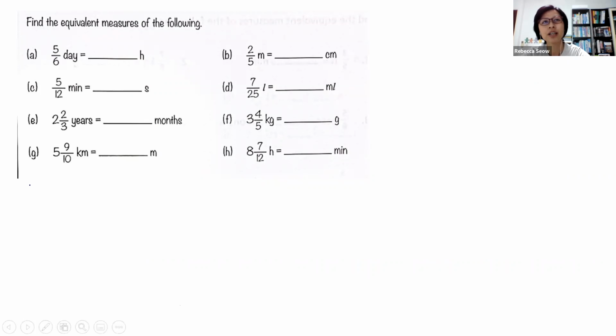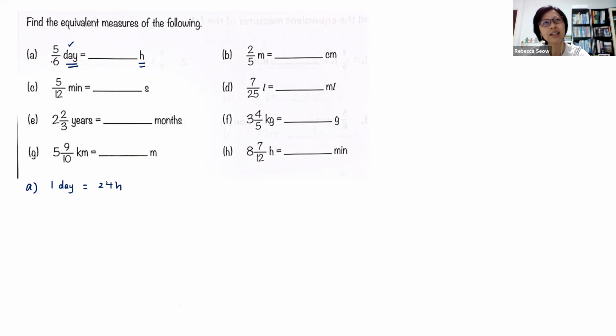For question A, we are asked to do a conversion between both units, day and hours. We have to ask ourselves, which is the bigger unit? Well, day is the bigger unit. So we have to ask ourselves again, 1 day, how many hours does that give us? So 1 day, we will have 24 hours.